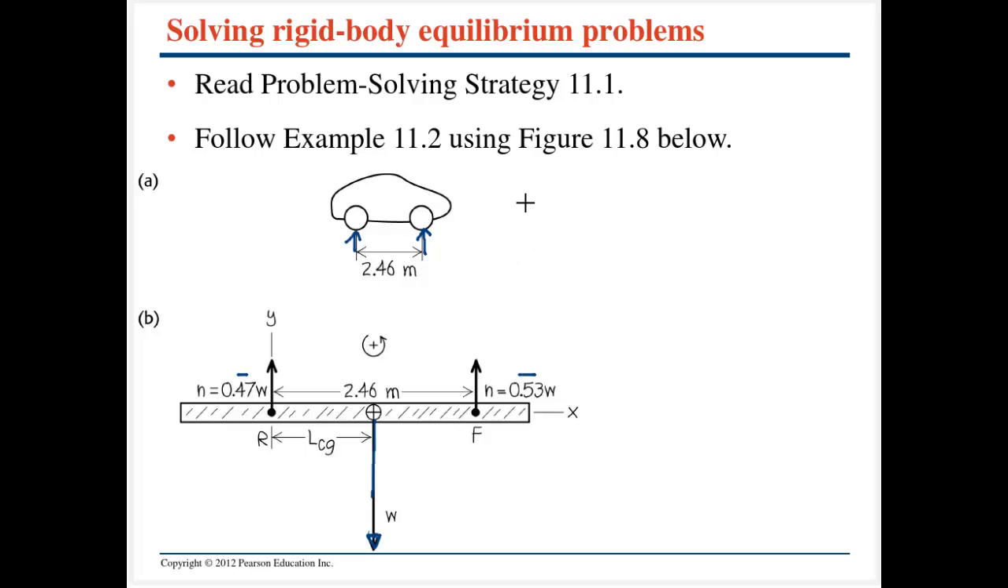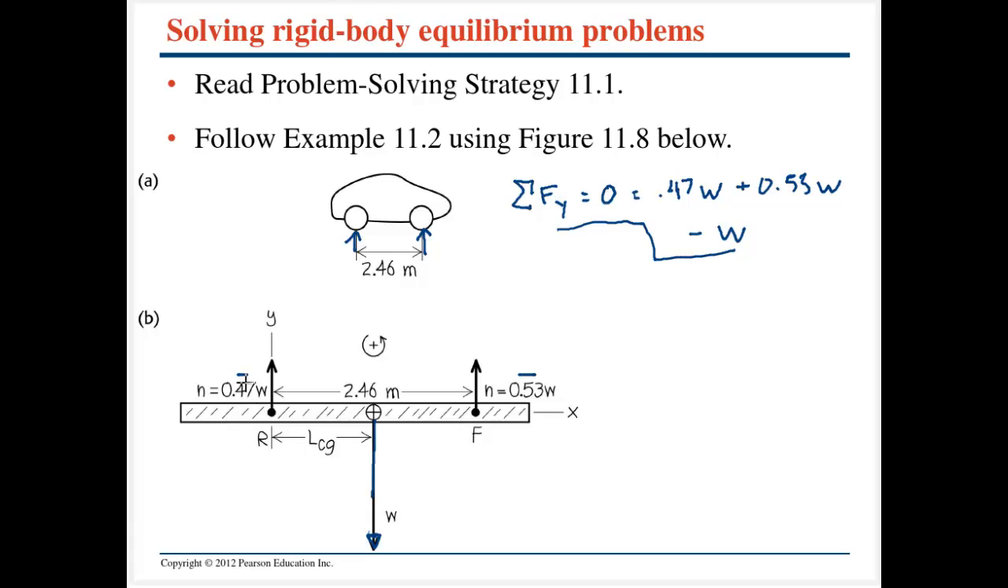You know that your car is in equilibrium. The sum of the forces in the y direction are indeed equal to 0. We have 0.47 of the weight going upwards. We have 0.53 of the weight going upwards, and then we have the weight of the car going downwards here, so it does indeed meet that criterion for equilibrium. You also know that it is not rotating, so it is in equilibrium. We can now use that to find the center of mass.